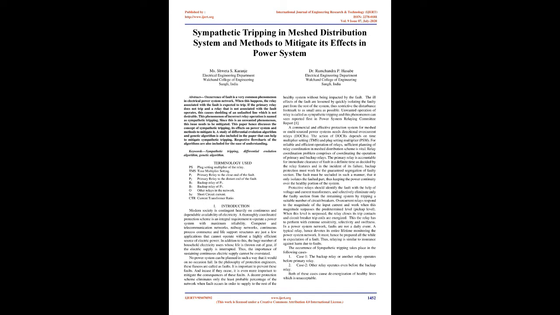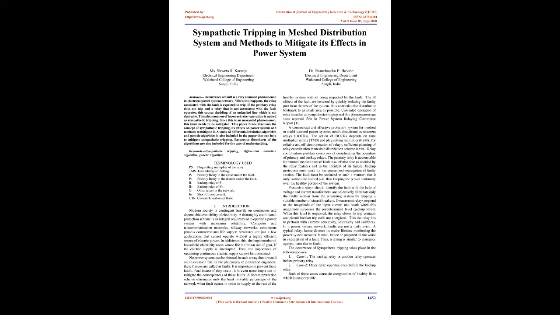Terminology used: PS, plug setting multiplier of the relay. TMS, time multiplier setting. P1, primary relay to the close end of the fault. P2, primary relay to the distant end of the fault. B1, backup relay of P1. B2, backup relay of P2. Other relays in the network. ISC, short circuit current. CTR, current transformer ratio.